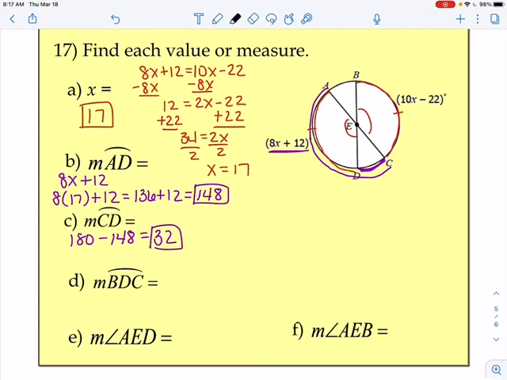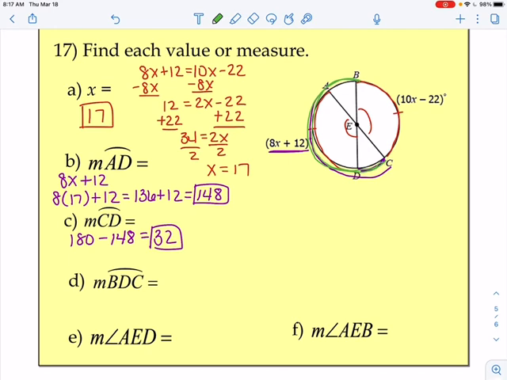Change colors one more time here. I don't want to erase some of the stuff in case we need it in another part of the problem. Arc BDC. So again, we're going to draw the arc in the order that the letters appear. So I have to go from B to D to C. Okay, so that's that green arc that I've highlighted. That's what I want to find the measure of.